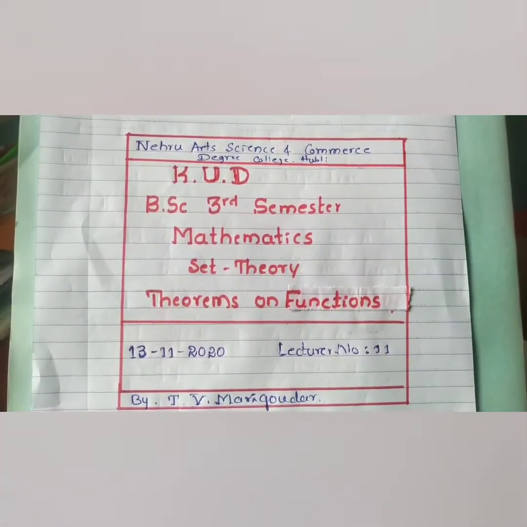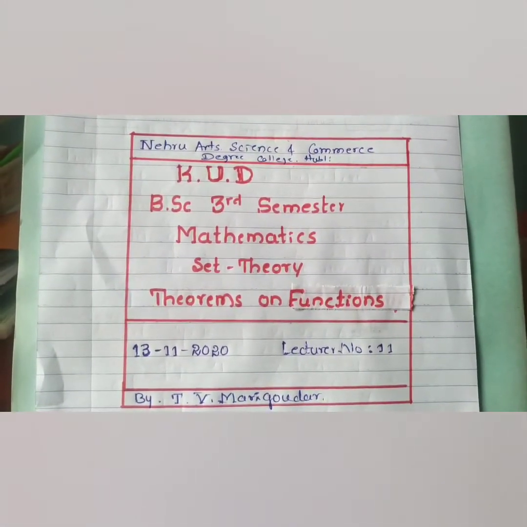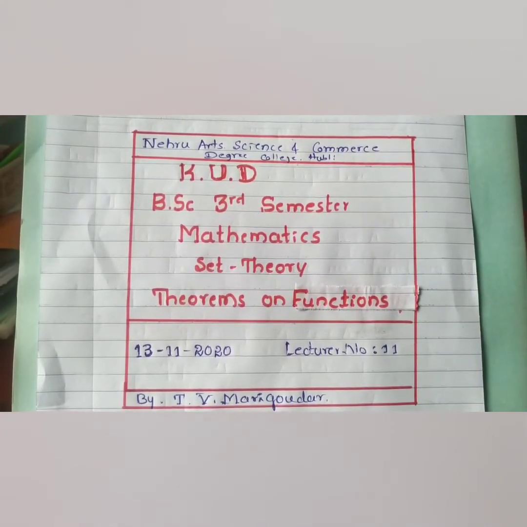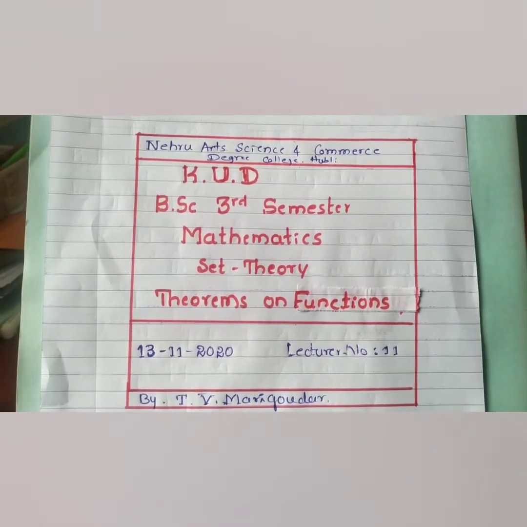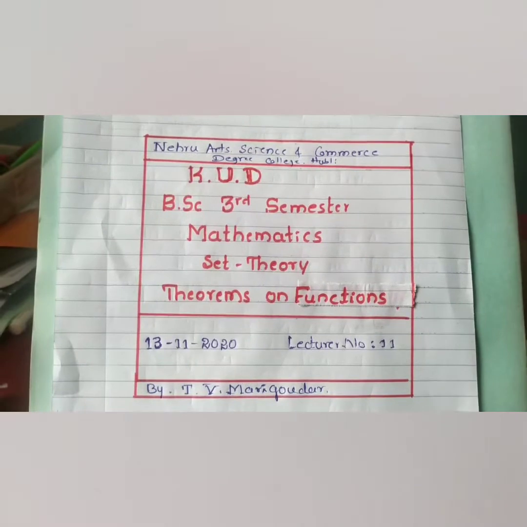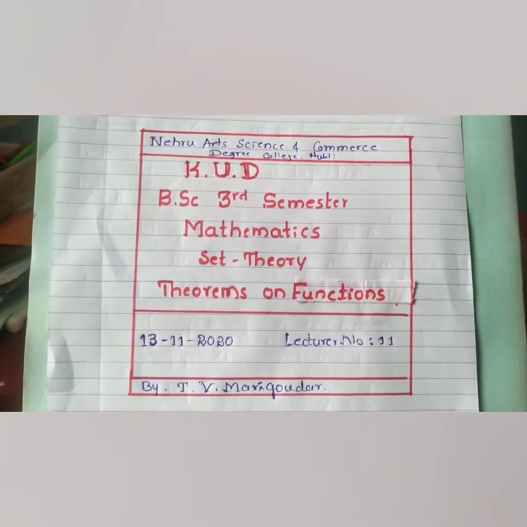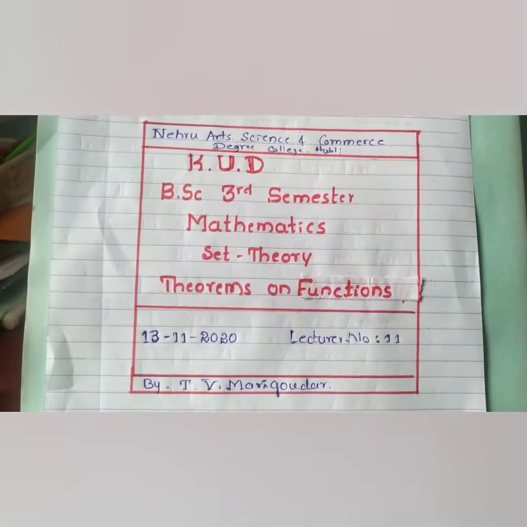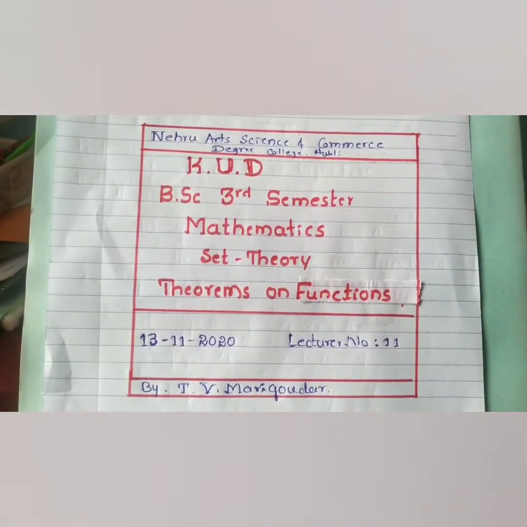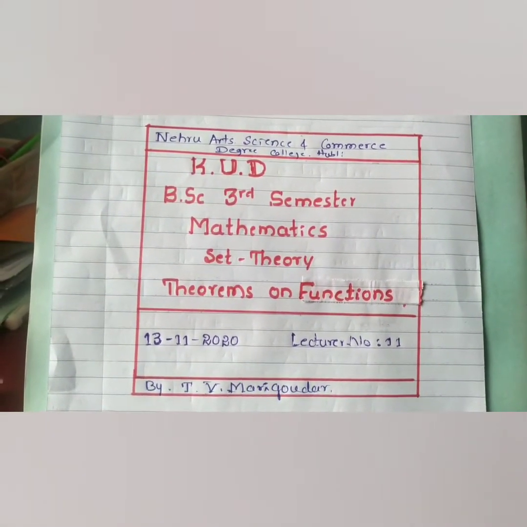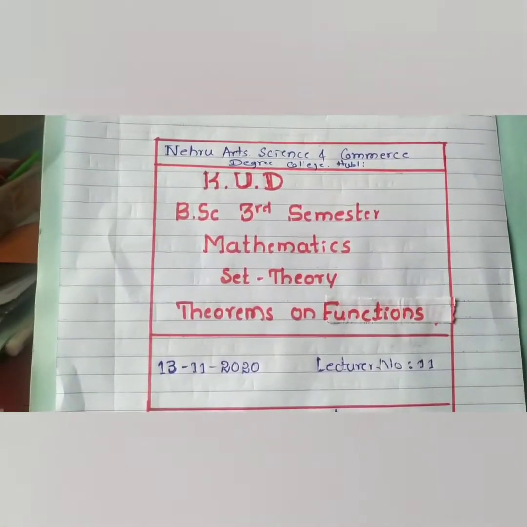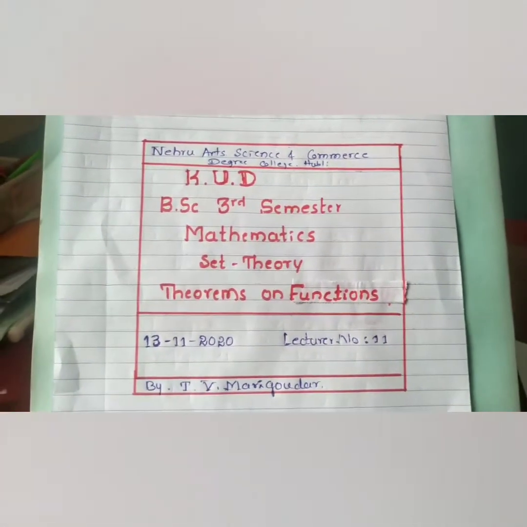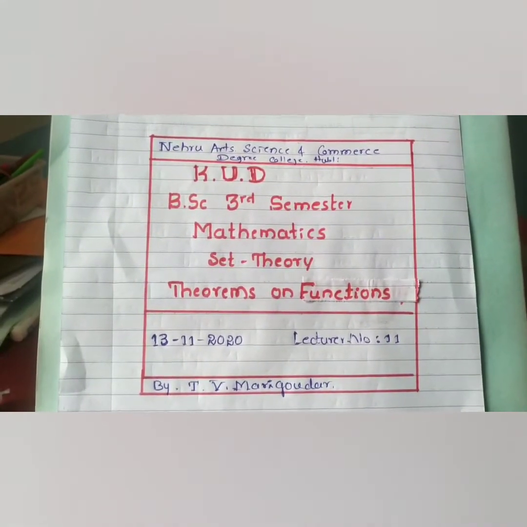As you know, a function is a mapping from set A to B in which every element of A is associated with some unique element of B. That means it is a rule in which every element of A is associated with a unique element of B, as you know very well. Now, what is the inverse function? If f from A to B is a function, the inverse function is denoted by f inverse from B to A.